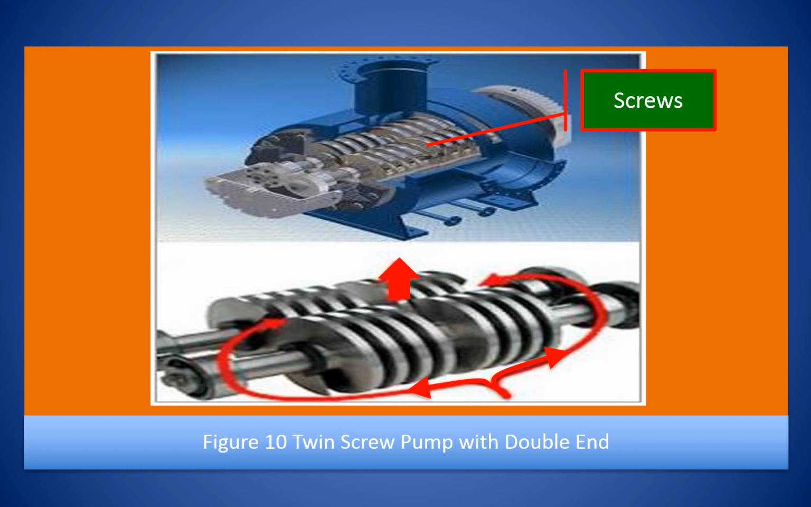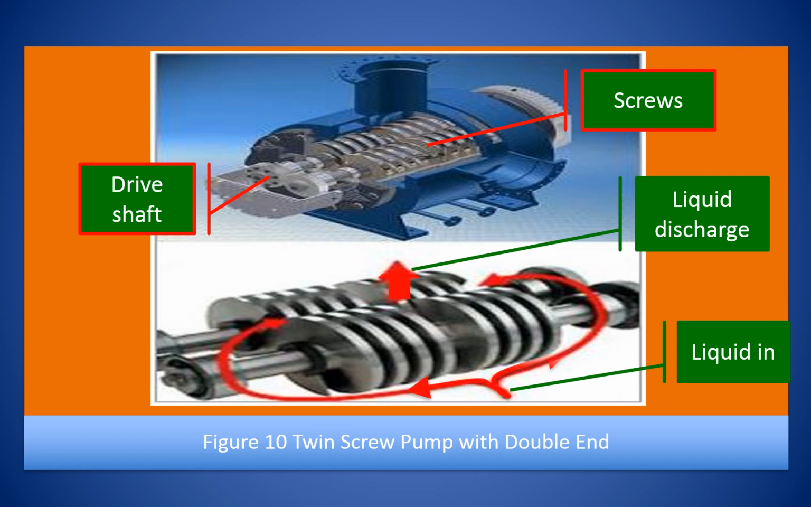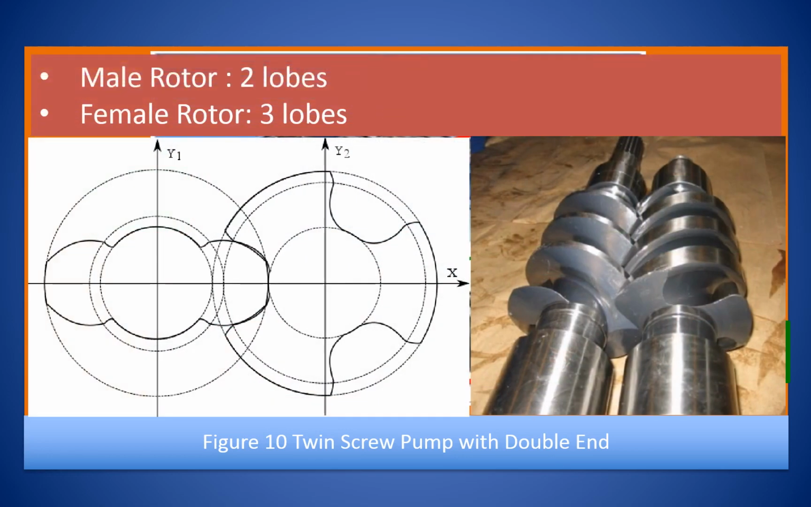The screws are mounted on shafts that run parallel to each other. The shafts also have gears on them that mesh with each other in order to turn the shafts together and keep everything in place. The turning of the screws and consequently the shafts to which they are mounted draws the fluid through the pump. Shown in the sketch is a typical pump with a male rotor having 2 lobes and a female rotor having 3 lobes.